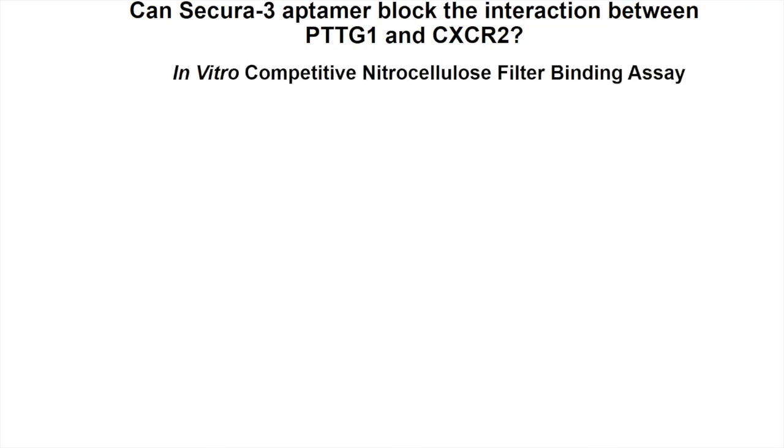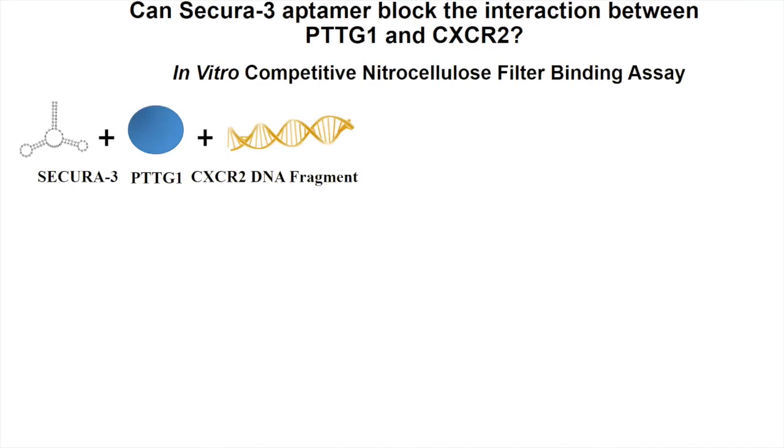Okay, we have shown that our aptamer harbors potential in diagnostics. We also have another question that ran in our mind back then. Can our aptamer block the interaction between PTTG1 and CXCR2, the interaction of which drives the tumorigenesis of tumor? In order to do that, we have carried out a simple in vitro competitive nitrocellulose filter binding assay. So I will explain how it works. What we did, we mixed Secura-3, PTTG1, and CXCR2 in a reaction.